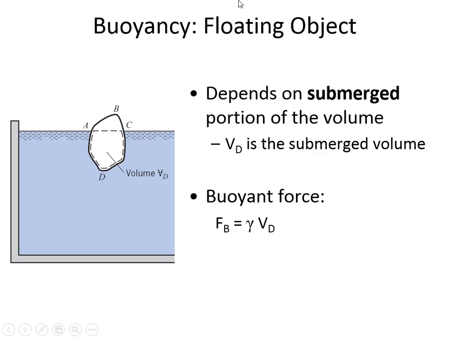The buoyant force only depends on how much of the object is underneath the surface. So if you think about an iceberg, for example, when you see an iceberg, what's above the water surface is only about 1/7 of the total overall volume of the iceberg. So what's underneath the surface is much larger than what's above it, because that's related to the density of ice.